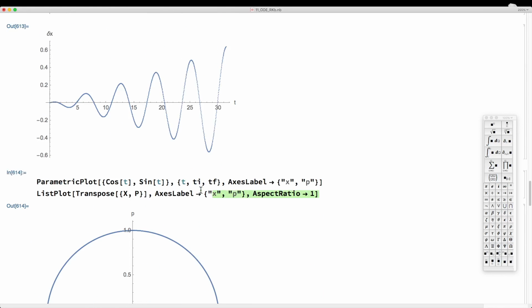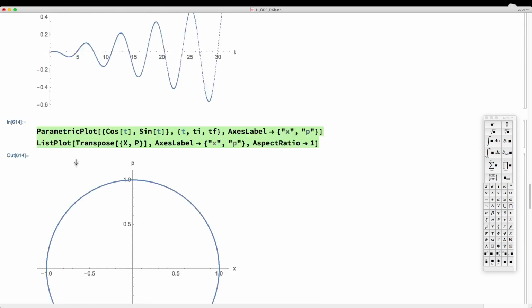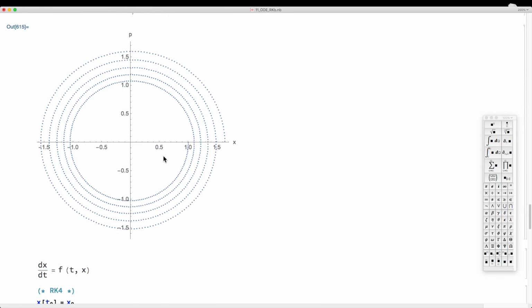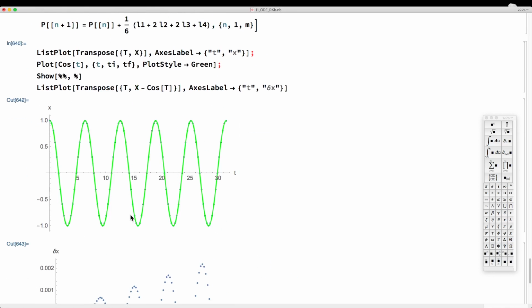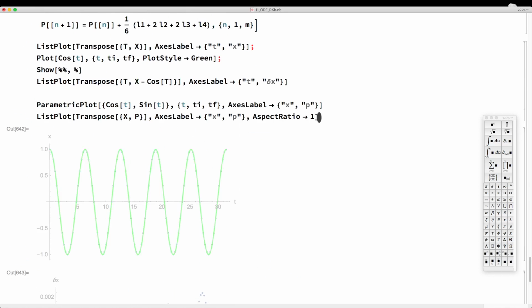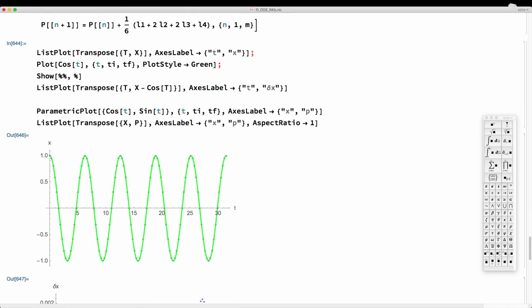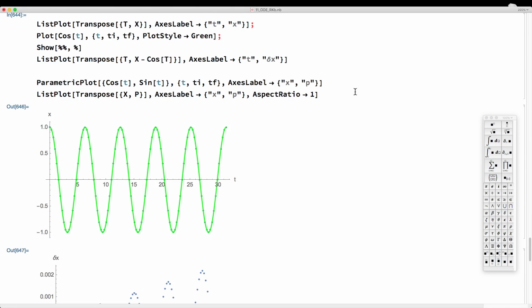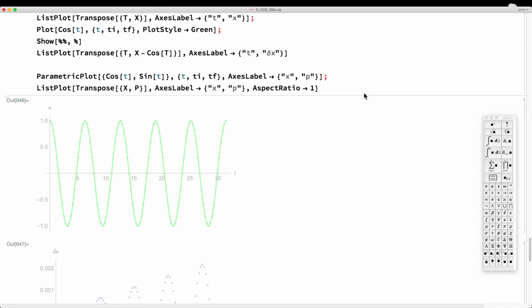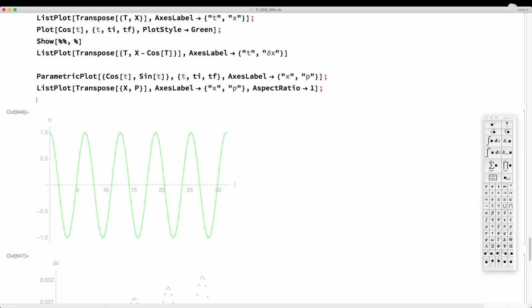And let's do the phase plot, the phase portrait, and let's see if this spiral gets any better. So let's just put that under here. Okay, and actually we can suppress these and put them together.